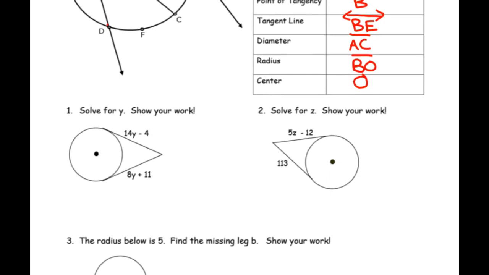All right, on number 1, whenever you see these 2 tangent lines that touch once, these are congruent. So you need to set them equal. 14y minus 4 equals 8y plus 11. Let's get rid of the smaller y, so minus 8y minus 8y. 14 minus 8 is 6y. Bring down minus 4 equals 11.